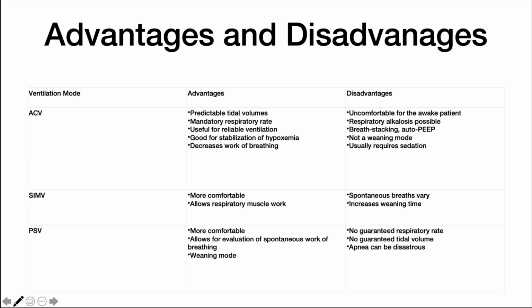The disadvantages of SIMV are that spontaneous breaths can vary and it does increase the weaning time. So this isn't really a factor for us in the pre-hospital environment, it's more of a consideration in the ICU long term for a patient. And the disadvantage of pressure support is that there's no guarantee that you'll be able to achieve the desired minute volumes.